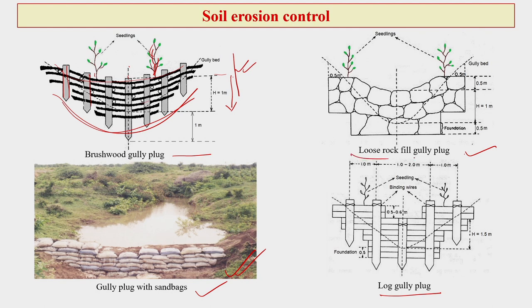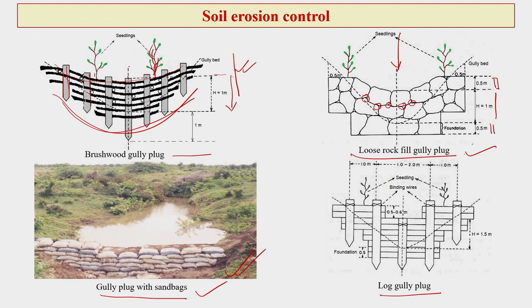Now, if you come to the loose rock fill gully plug, as we just discussed in the previous slide, science and engineering are also involved. The ideal condition is a foundation of 0.5 meter, then 1 meter depth of rock filling, and then again a top of 0.5 meter. But one important point here, as I said, is that in between the boulders there should be some pore space gaps, so that the water from the upstream can slowly pass through. Otherwise, there will be a different problem, as I explained in the previous slides.